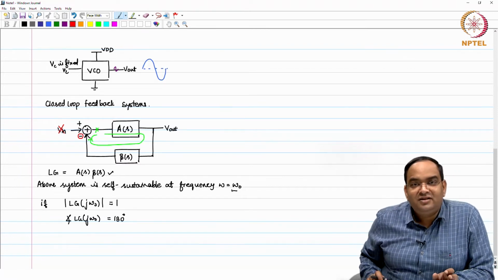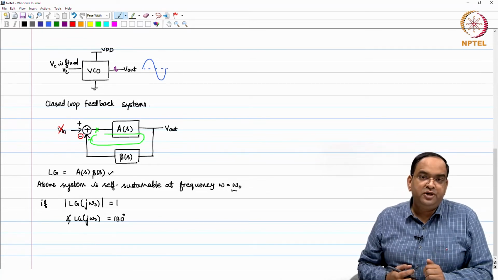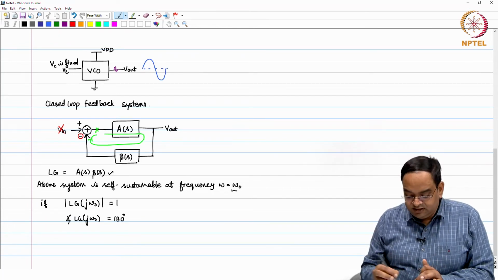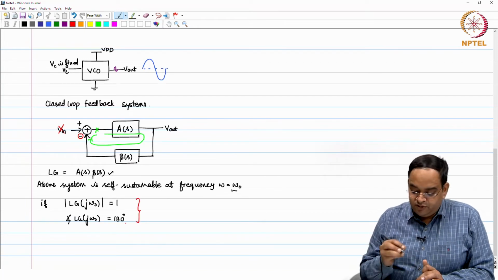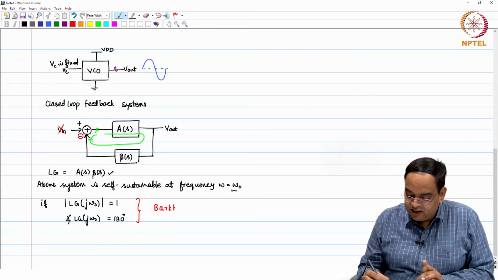So, you can think that this is like a small signal model of a closed loop system, and that is what is going to replace your oscillator. So, let us understand why these two conditions are important. By the way, these two conditions for sustained oscillations are defined under the Barkhausen criterion. Okay.